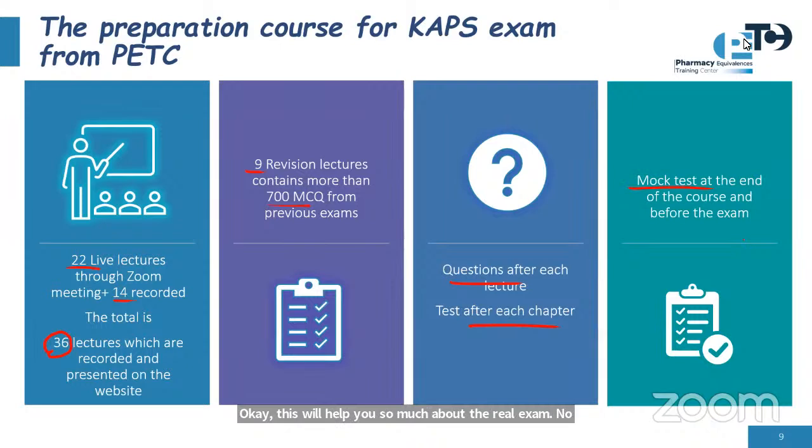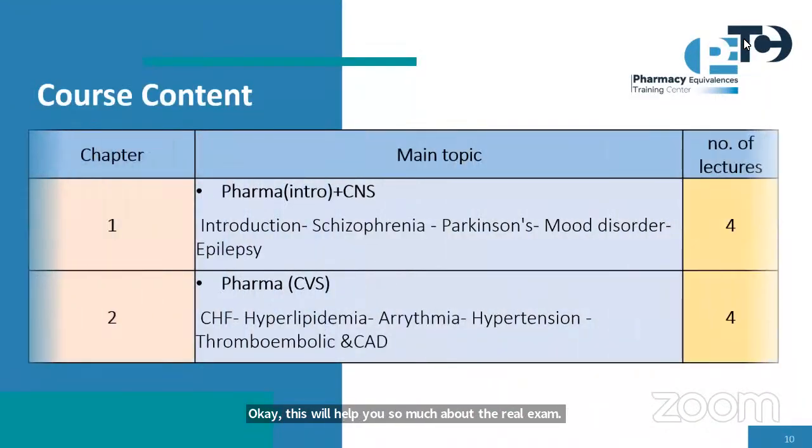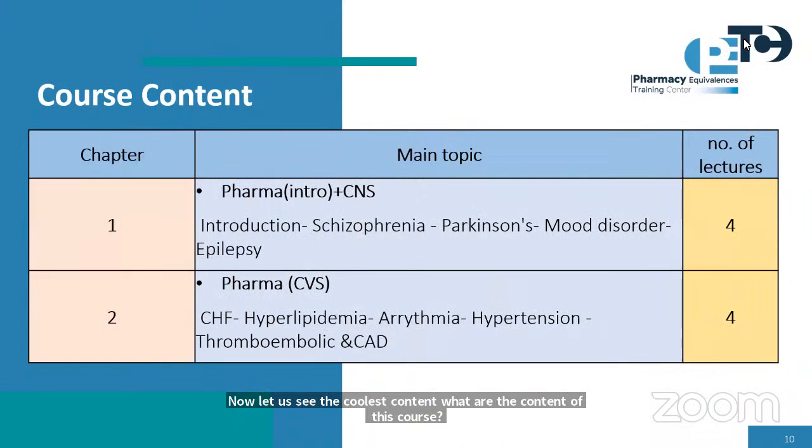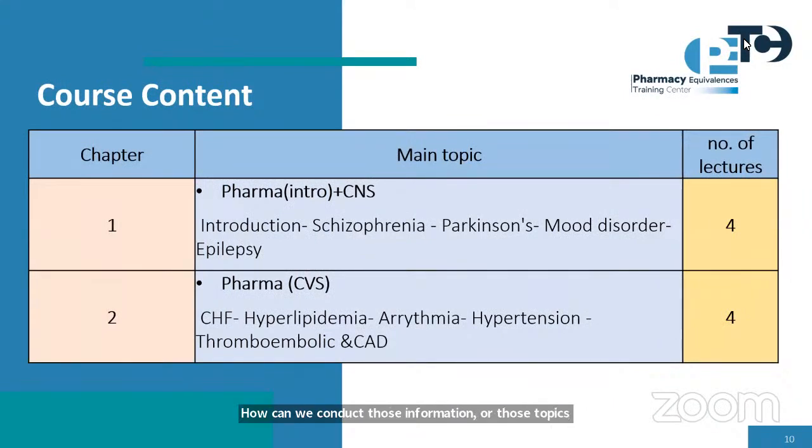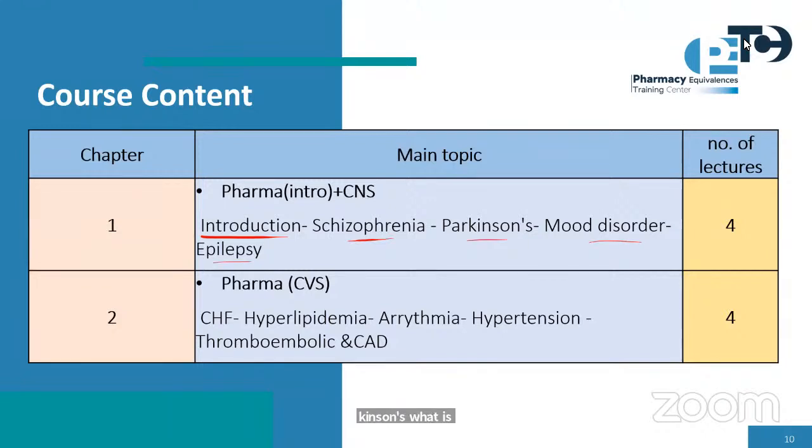Now, let us see the course content. How can we cover the topics regarding the CAPS exam in our course? We have 10 chapters, with 36 lectures distributed among them. The first chapter is about pharmacology and CNS. The first lecture is the introduction to pharmacology. Then we have another three lectures about CNS conditions like schizophrenia, Parkinson's, mood disorders, and epilepsy, and drugs affecting the CNS, CNS depressants and CNS stimulants.